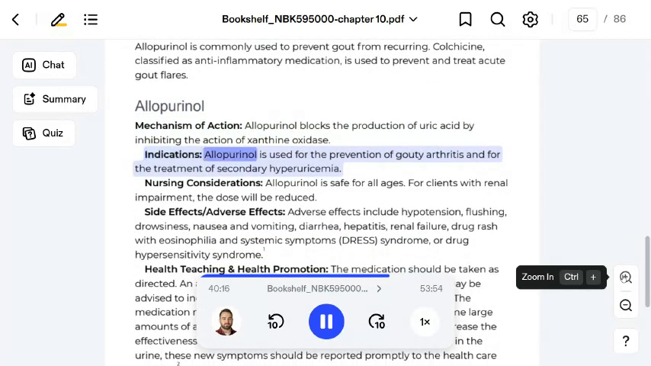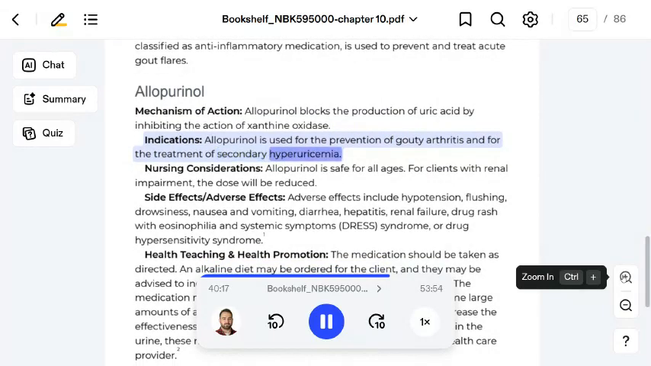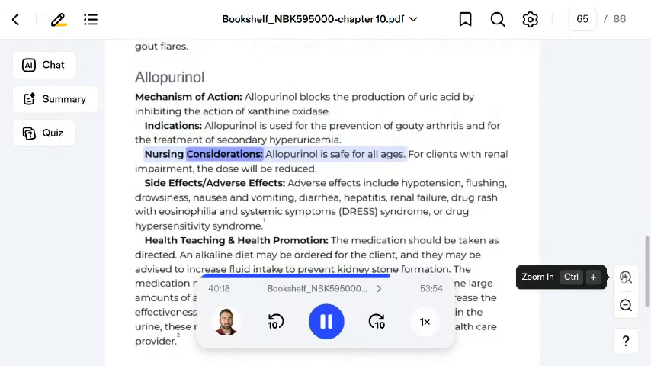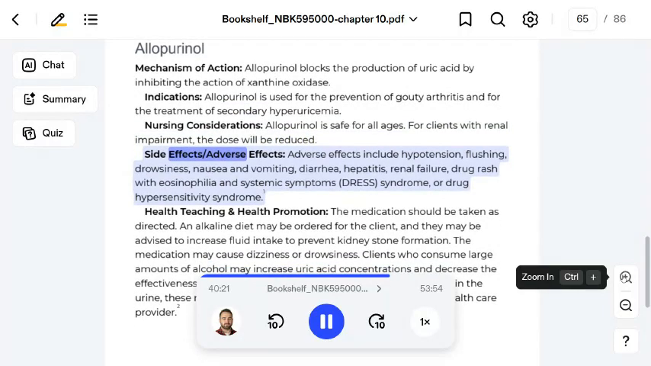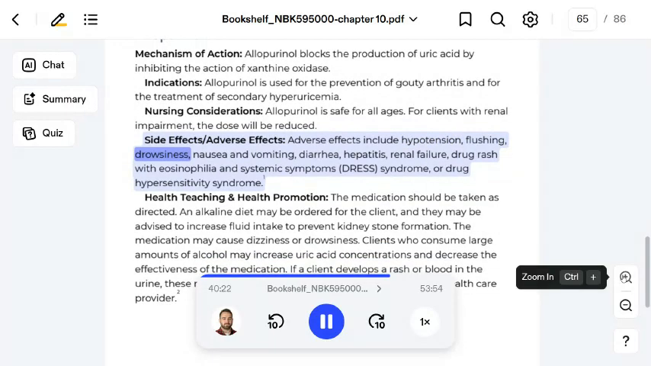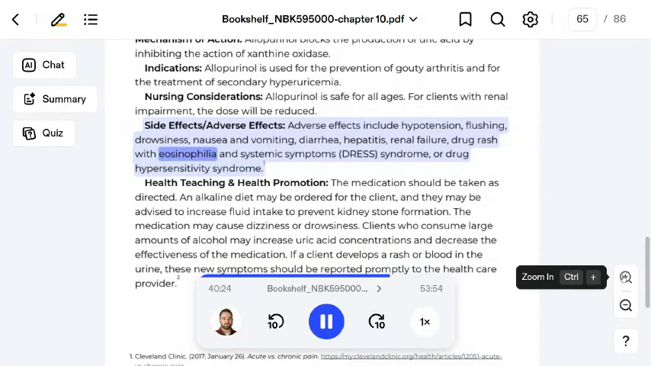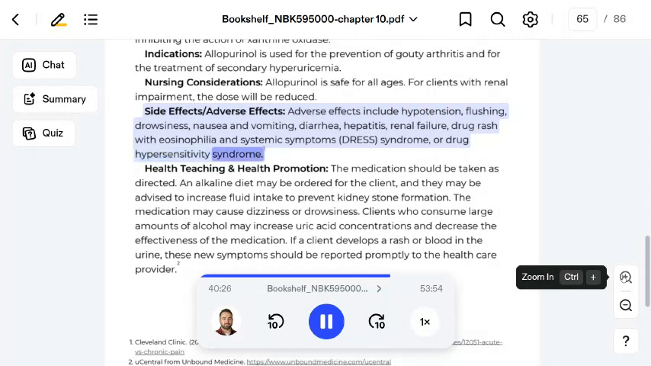Indications: allopurinol is used for the prevention of gouty arthritis and for the treatment of secondary hyperuricemia. Nursing considerations: allopurinol is safe for all ages. For clients with renal impairment, the dose will be reduced. Side effects: adverse effects. Adverse effects include hypotension, flushing, drowsiness, nausea and vomiting, diarrhea, hepatitis, renal failure, drug rash with eosinophilia and systemic symptom syndrome, or drug hypersensitivity syndrome.